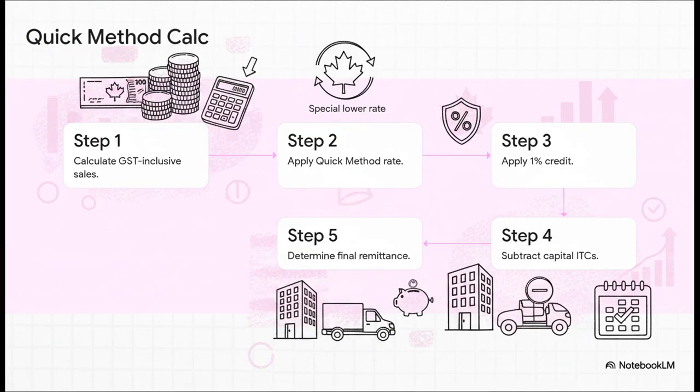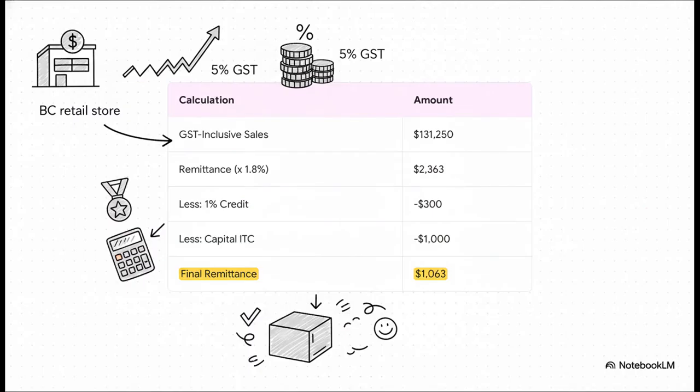Here's how it works. You still charge your customers the full GST or HST, but when it's time to pay the government, you don't track the ITCs on your day-to-day operating expenses like rent or phone bills. Instead, you just follow this simple 5-step recipe. You use a special lower rate, you get a small credit, and then you only have to track ITCs on your big-ticket capital purchases. Let's see this in action.